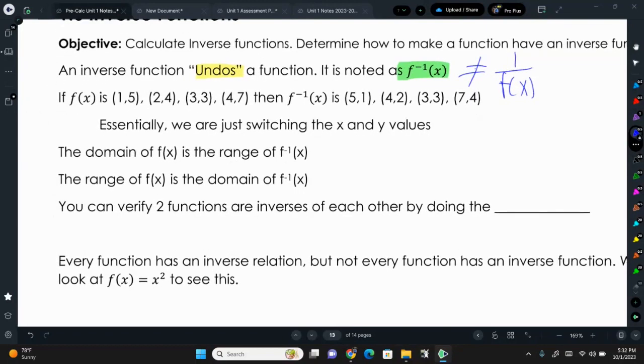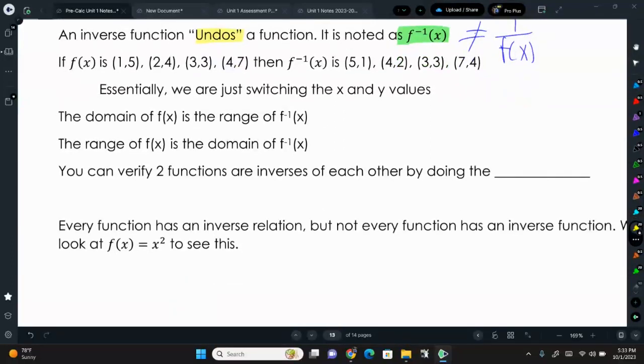So if we have this set of ordered pairs, (1, 5), (2, 4), (3, 3), and (4, 7), the inverse switches x and y. So the inverse would be (5, 1), (4, 2), (3, 3), and (7, 4). Like I said, essentially we are just switching the x and y values. Because we are switching the x and y values, the domain of f becomes the range of the inverse, and the range of the original becomes the domain of the inverse.